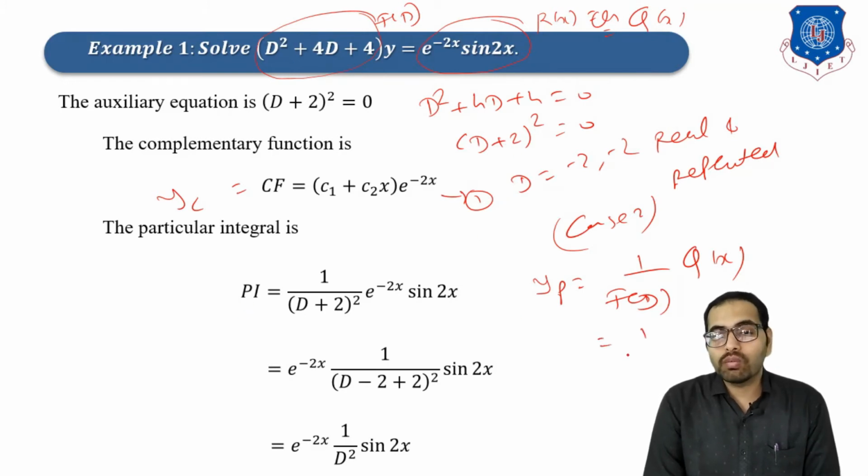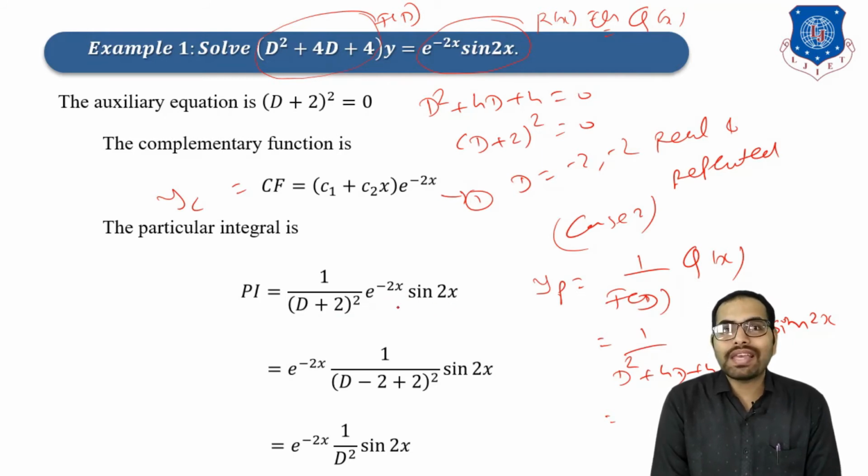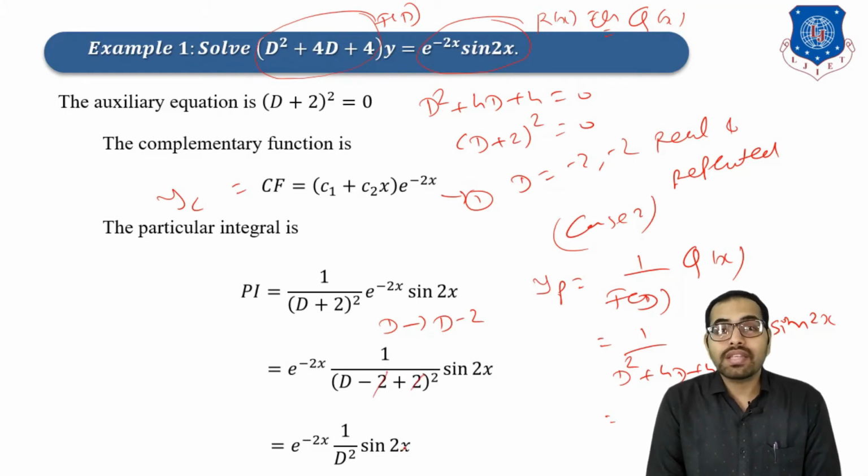Then yp is equal to 1 upon (D square plus 4D plus 4) into e raised to minus 2x into sin 2x. In the denominator, D square plus 4D plus 4, according to the basic algebra formula, becomes 1 upon (D plus 2) whole square, e raised to minus 2x sin 2x. Here apply case 4 for finding the particular integral. Then e raised to minus 2x comes out, and D is replaced by D minus 2, so (D minus 2 plus 2) whole square; here 2 will be cancelled out, and it becomes 1 upon D square sin 2x.